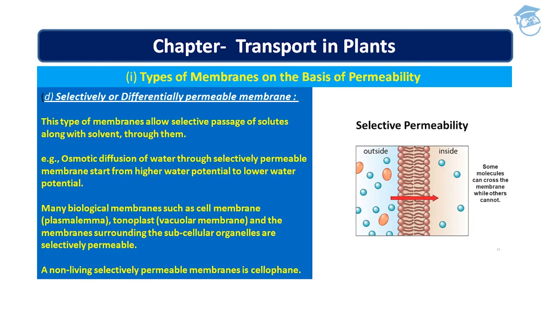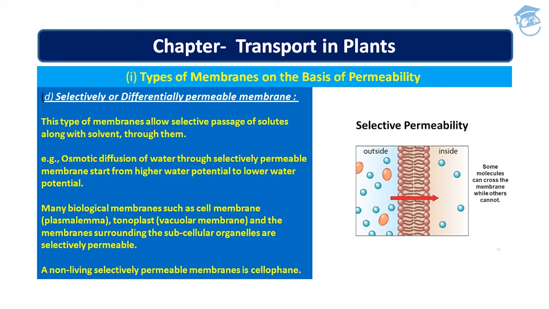Now we'll talk about the selectively or differentially permeable membrane. Okay, this type of membrane allows selective passage of solute along with solvent through them. For example, osmotic diffusion of water through a selectively permeable membrane. It starts from high water potential to low water potential. Many biological membranes such as the cell membrane, tonoplast and membranes surrounding the subcellular organelles are called selectively permeable. And a non-living selectively permeable membrane is cellophane.